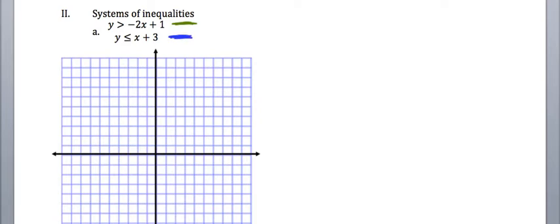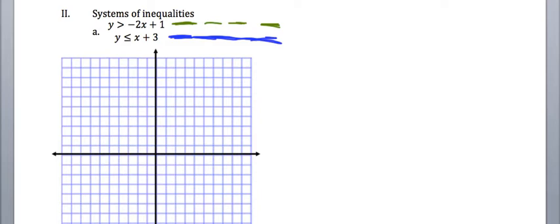Okay? And then what I want you to do right now is just graph both of those lines. In the first one, since it's greater than, when you actually connect the line, make sure you draw a dashed line. And in the second one, make sure you use a solid line because it is less than or equal to. Just draw the line. Don't worry about the rest of it yet. Okay, pause and then come back. It's a good review of graphing.